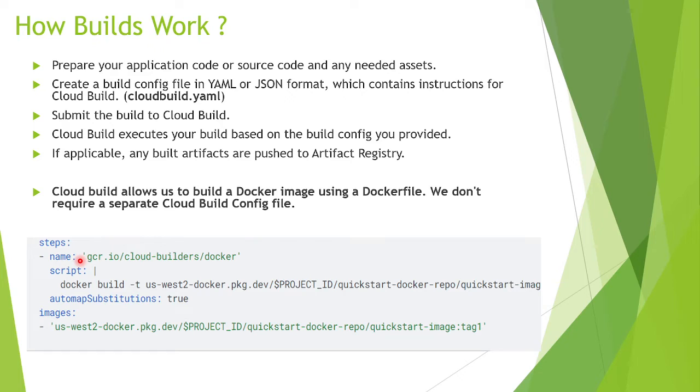Name, it is an image which we want to use. It is a container inside which our configuration will run. So first of all, we are asking Cloud Build to use this image. Cloud Builders GCR.io is a repository, and we are using the Cloud Builders Docker image. We will check out Cloud Builders later on, because that is a bit advanced. So first we will just go over the basics in this video.